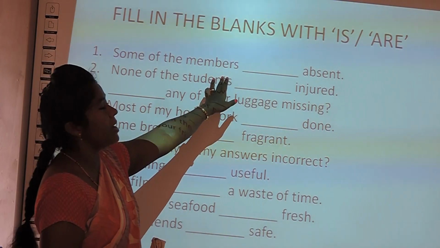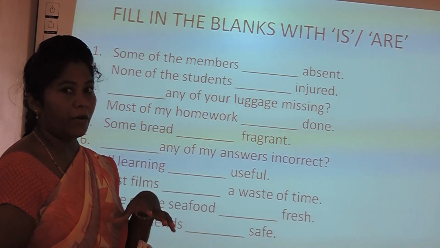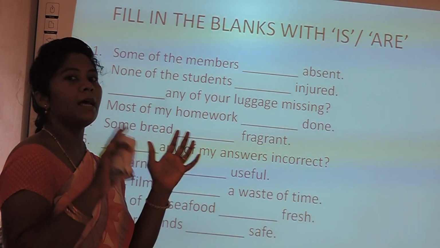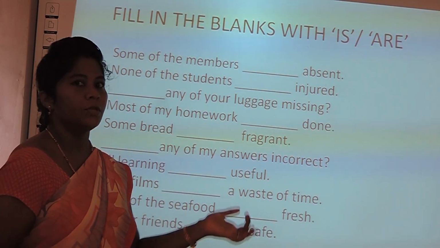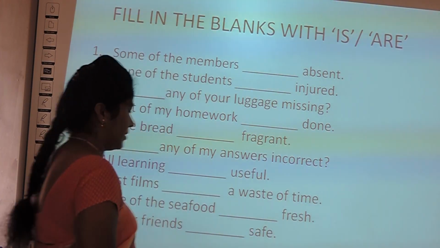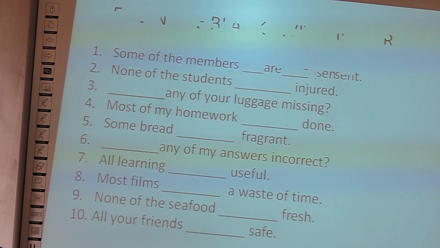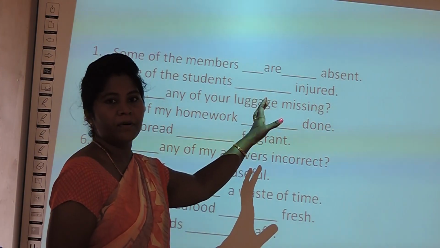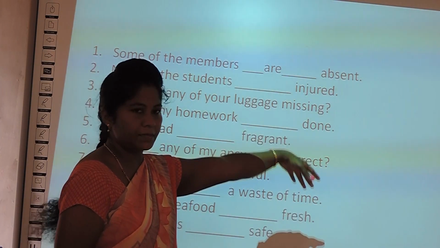Obviously, we have members over here. It's countable and it is in the plural form. So it is going to take a plural verb. Exactly. Some of the members are absent.